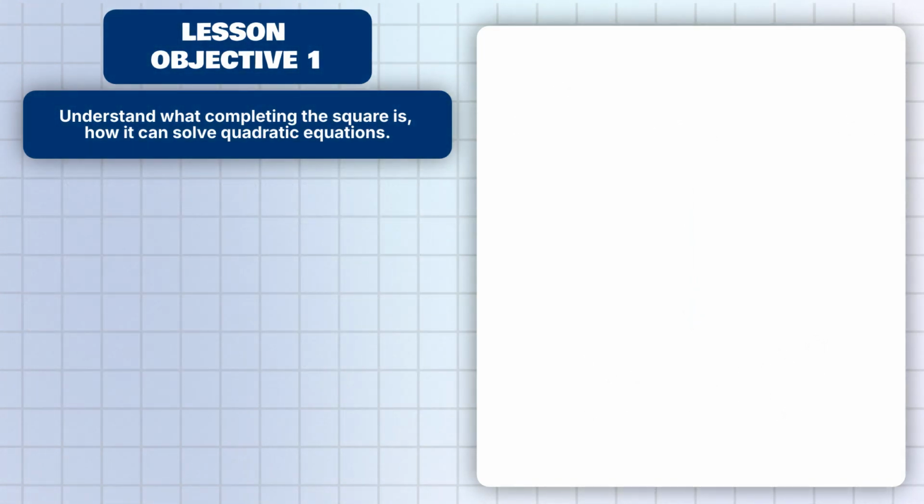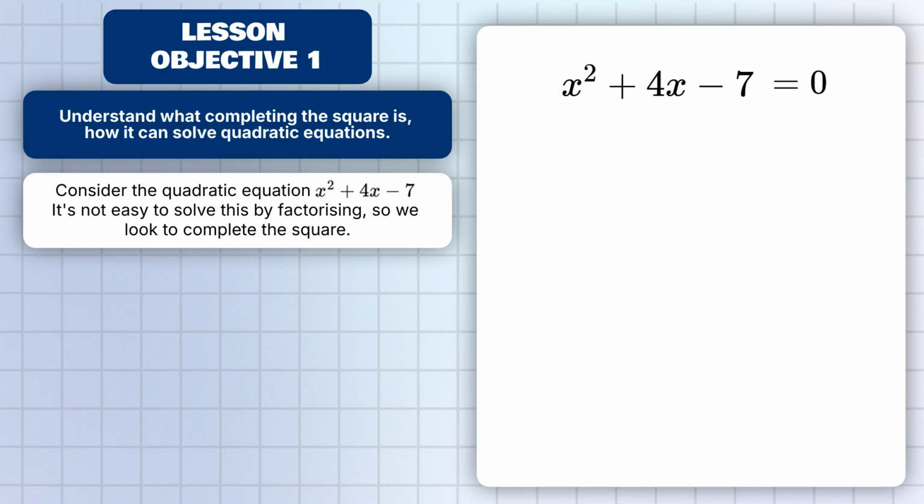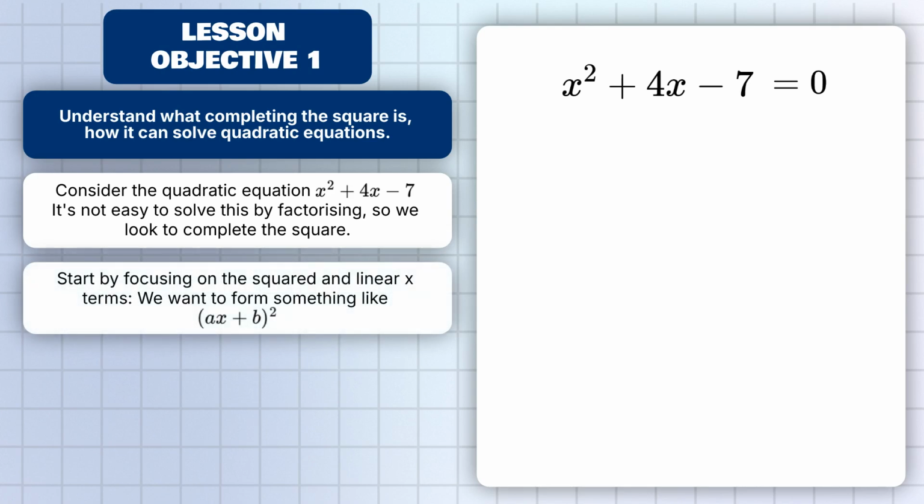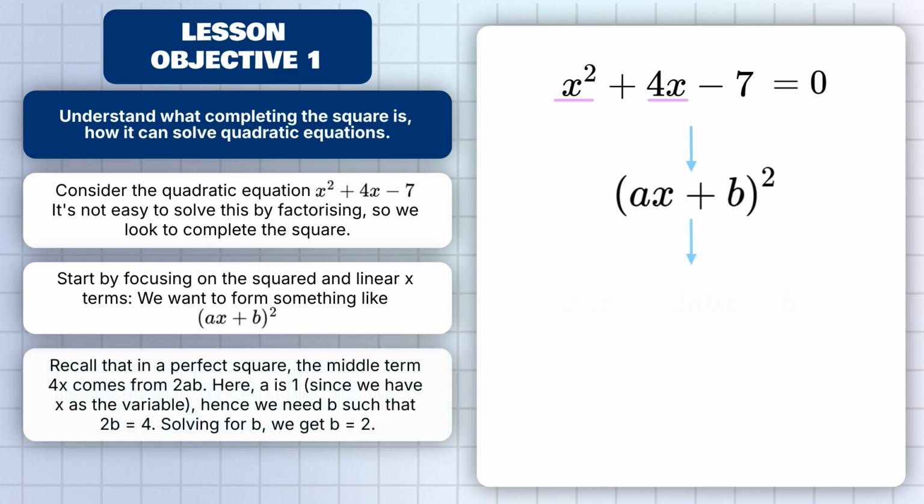Let's break down the method for completing the square with a step-by-step example. Consider the quadratic equation x squared plus 4x minus 7. It's not easy to solve this by factorizing, so we look to complete the square. Start by focusing on the x squared and 4x terms. We want to form something like (ax + b) squared. When we expand this, we get the following.